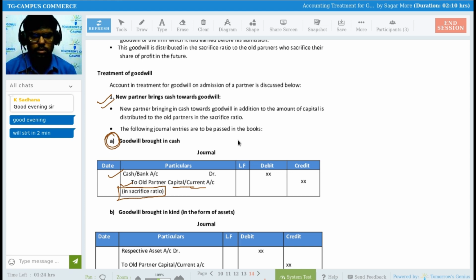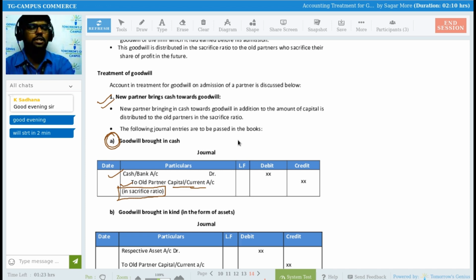In which rule are we doing this? Please repeat. Which rule? Tell me, I have explained this. What is the concept behind this? Dhanushri, Sadhna, please let me know. When we did the treatment of goodwill chapter, I covered this, right? It's a revision for you.